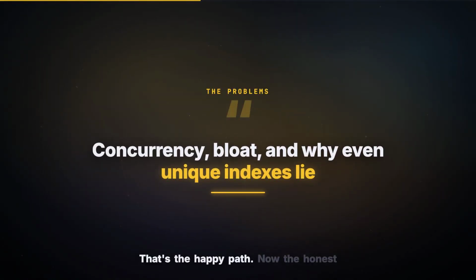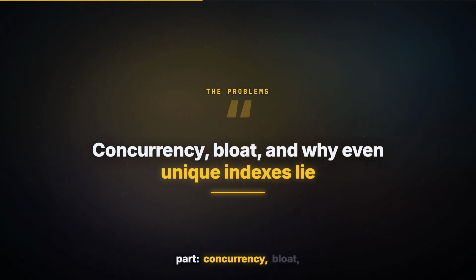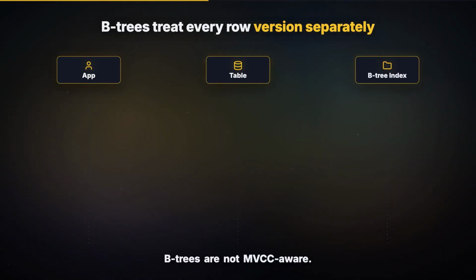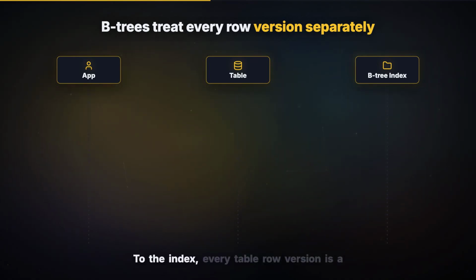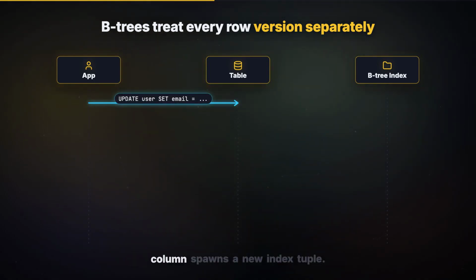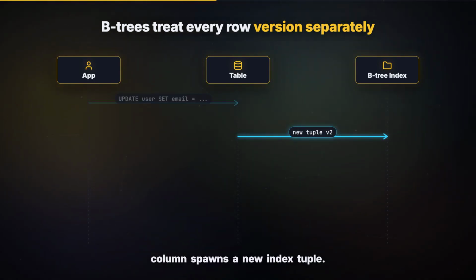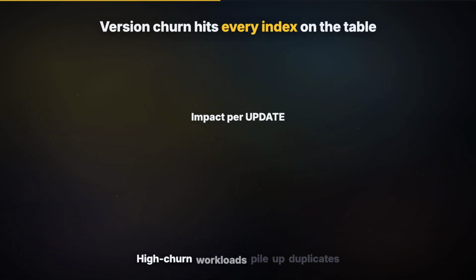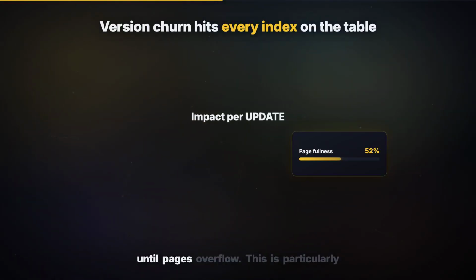That's the happy path. Now the honest part, concurrency, bloat, and why even unique indexes lie. B-trees are not MVCC aware. To the index, every table row version is a separate entry. One update to an index column spawns a new index tuple. The old version stays until vacuum cleans it up. High churn workloads pile up duplicates until pages overflow.